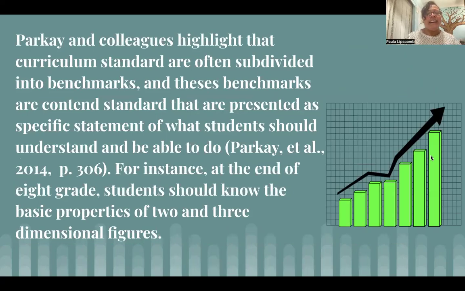Parquet and colleagues highlight that curriculum standards are often subdivided into benchmarks, and these benchmarks are content standards that are presented as a specific statement of what a student should understand and be able to do. For instance, at the end of 8th grade, students should know the basic properties of 2 and 3 dimensional figures.